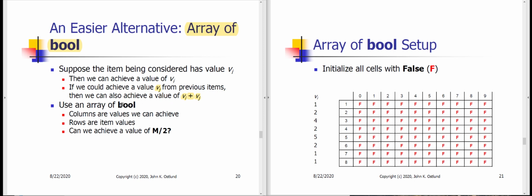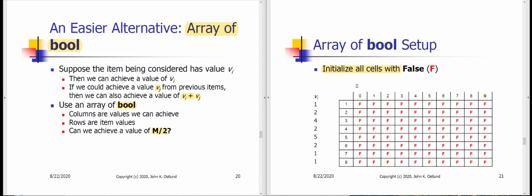All right, I think it's going to be easier to see how this unfolds by looking through the examples. So we're going to set up an array of Booleans where the columns are going to be values that we can achieve or that we hope we can achieve, and the rows are the item values, and we're asking, can we achieve a value of m over 2? So consequently, m over 2 is going to be the maximum value that we're going to bother trying to achieve. We're going to start out by initializing all of the cells to false.